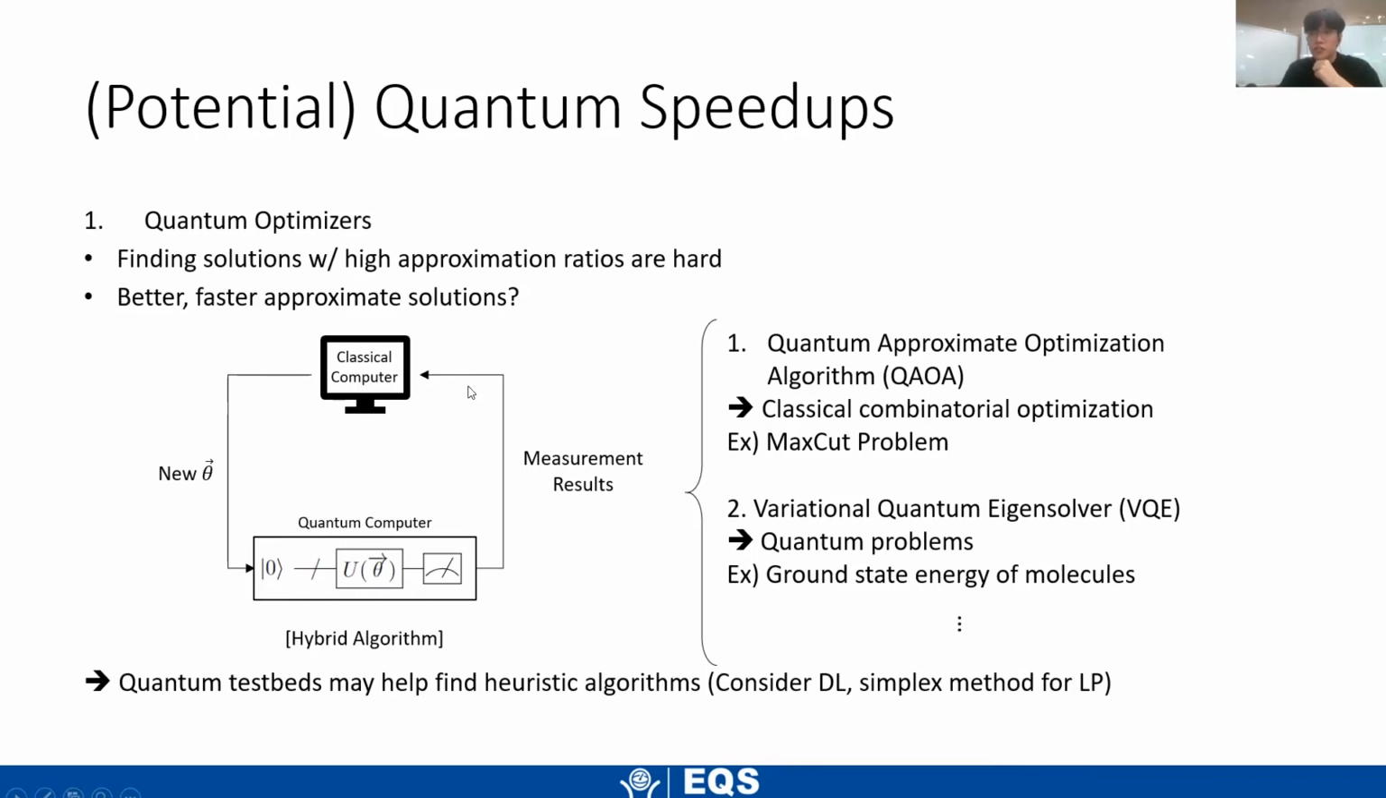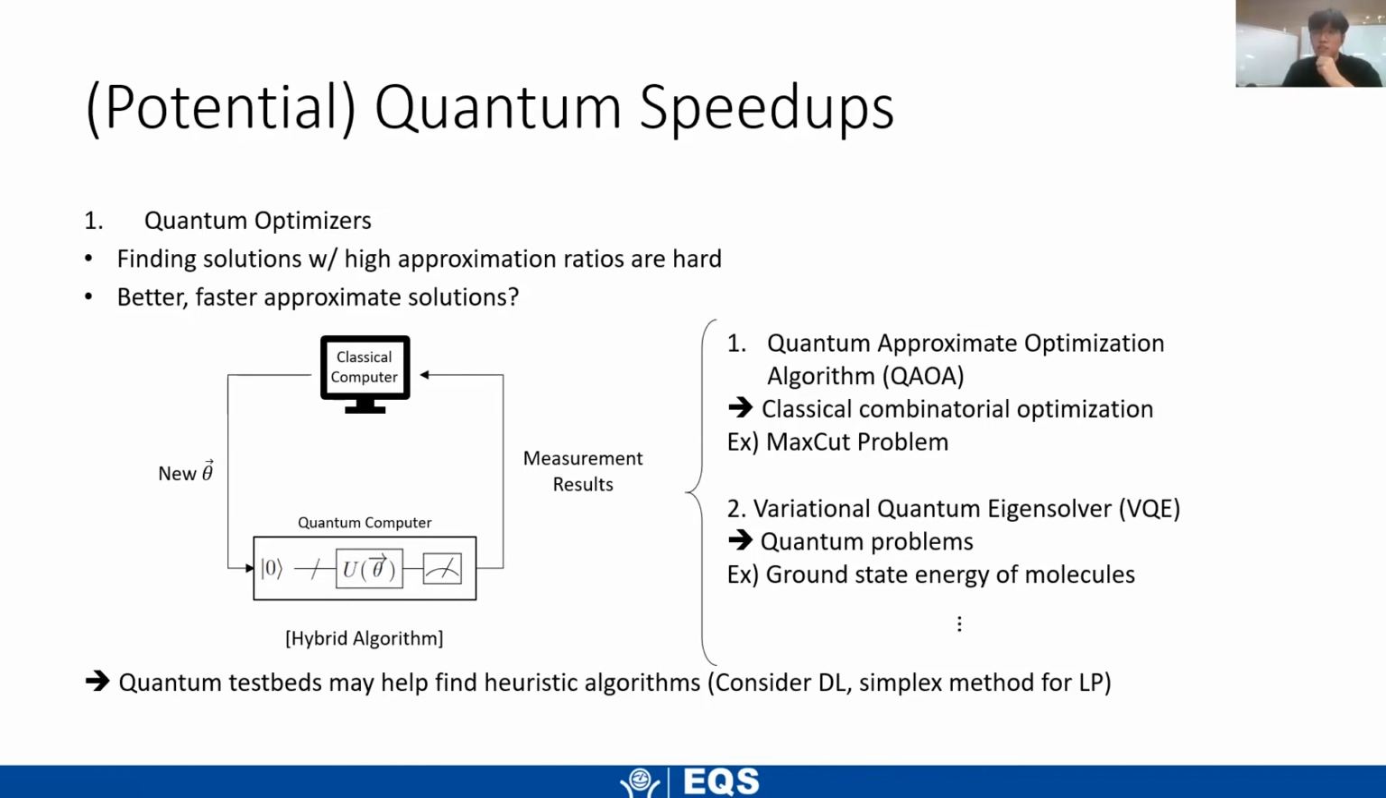And I brought 2 here today. The first one is the quantum approximate optimization algorithm, or QAOA. This is applying this hybrid algorithm to a classical combinatorial optimization problem. And there's also the variational quantum eigensolver, or VQE. This is when we apply this to a quantum problem, for example, trying to calculate the ground state energy of molecules.